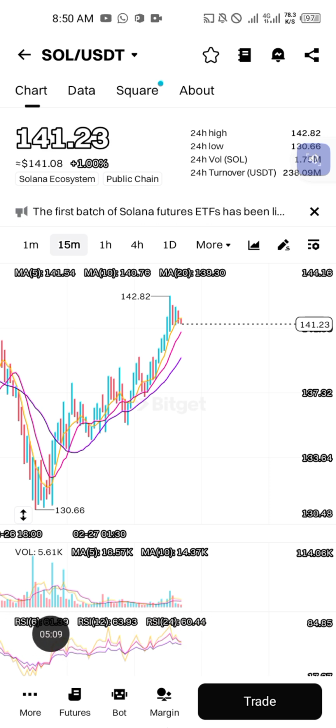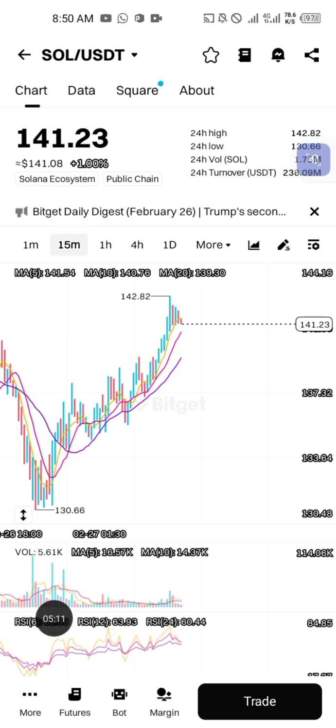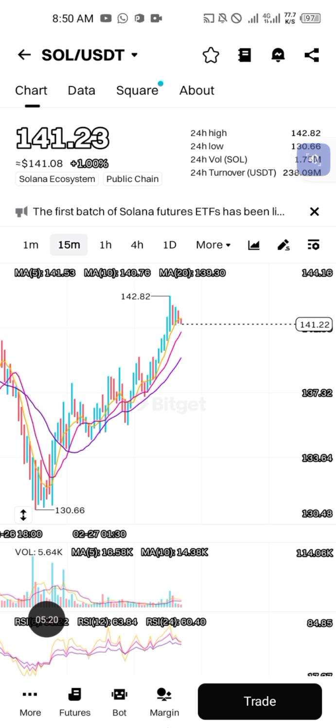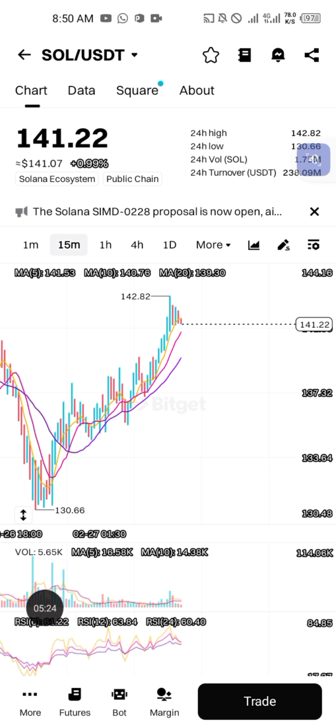Whenever you see that the RSI right here is indicating maybe 35 or maybe 29, then that is the right time for you to enter the market. If you have huge capital, you can decide to enter the market even when the RSI is showing 40, right?